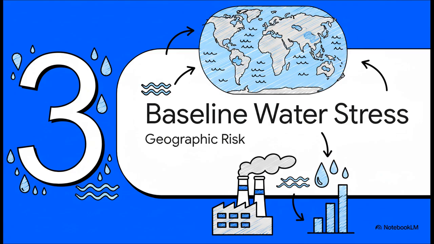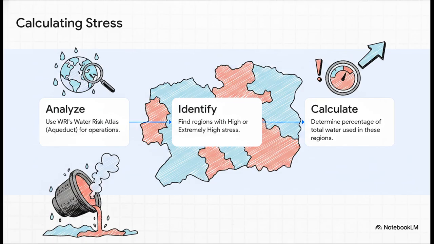Moving right along to Section 3, calculating baseline water stress. Because it's not enough to just know how much water a company uses. You need to know exactly where they're using it. SASB requires a highly specific three-step calculation here. Step 1, the company analyzes all their operations using the World Resources Institute's Water Risk Atlas, often just called Aqueduct. Step 2, they identify locations categorized as having high baseline water stress, meaning 40 to 80% stress, or extremely high stress, which is anything over 80%. And finally, Step 3, they calculate and report the exact percentage of their total water withdrawn and the percentage consumed, specifically in these highly stressed regions.